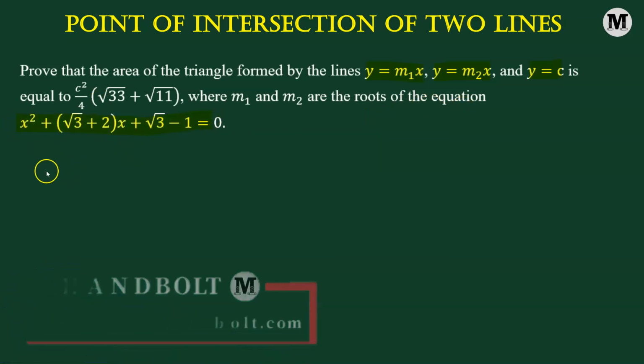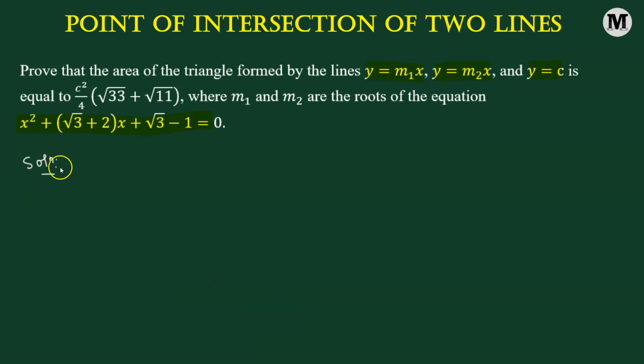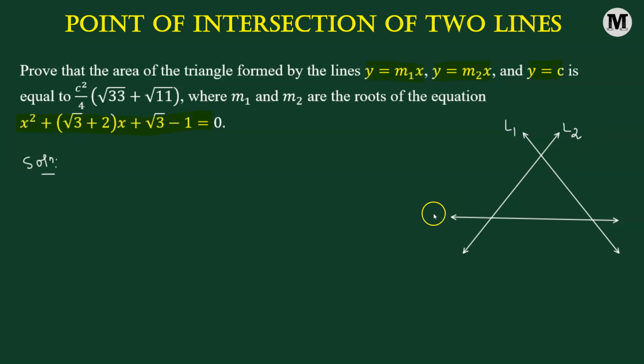Okay, let us begin. First, let's try to understand the problem. Here we have three lines. These three lines intersect each other such that they form a triangle. Let's look at it graphically. We have three lines, L1, L2, and L3. L1 is represented by the line y equals m1 times x. L2 represents the line y equals m2 times x. And L3 represents the line y equals c.